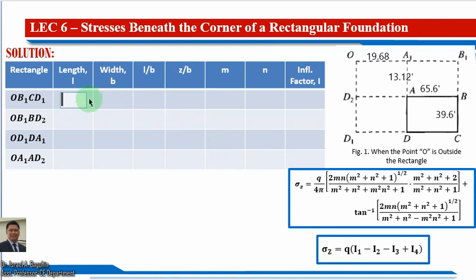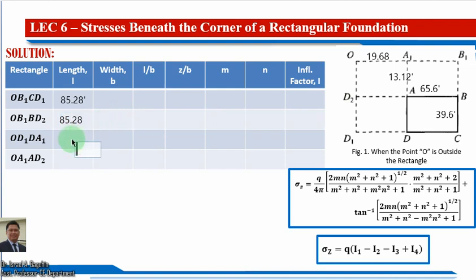Okay, so first, for OB1CD1, our length is simply equal to 19.68 plus 65.6, which is equal to 85.28 feet. Next, for our next rectangle, which is OB1BD2, they have the same length also, which is 85.28.